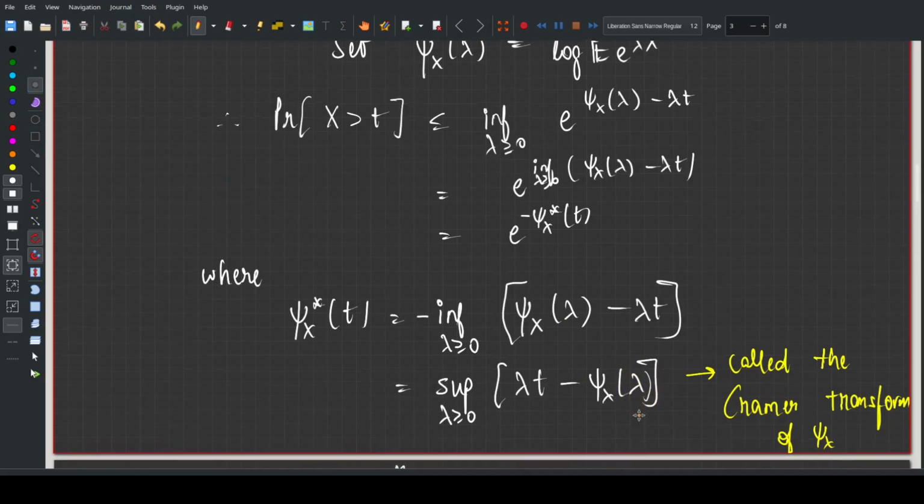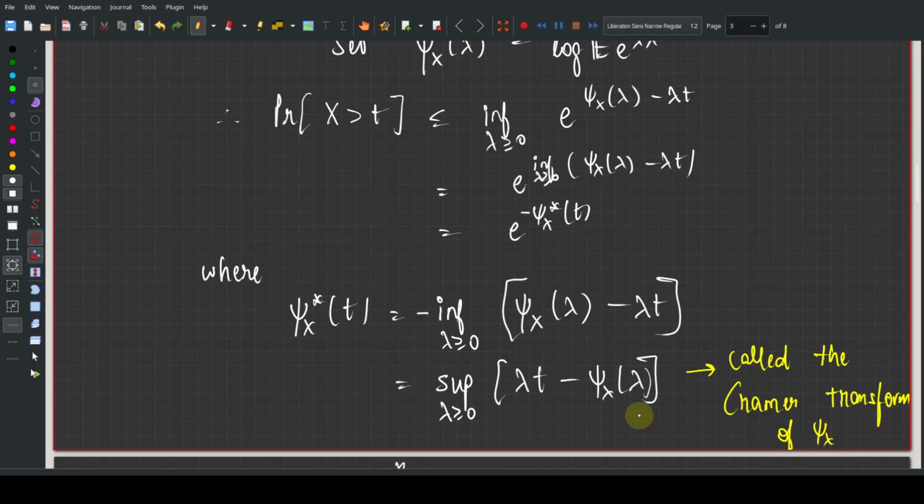where psi x of lambda is the log moment generating function. You can view this quantity, psi x star of t, which is the best possible Chernoff exponent that we can obtain, as a transformation of the log moment generating function, right? We have the log moment generating function, which is a function of lambda. And now I'm taking the maximum of this quantity over all possible lambda greater than or equal to 0. That gives me a new function, now a function of t, right? You can think of this as a transformation from psi x to psi x star, and this is called the Cramer transform of psi x, right?